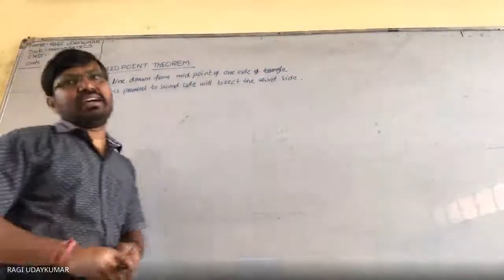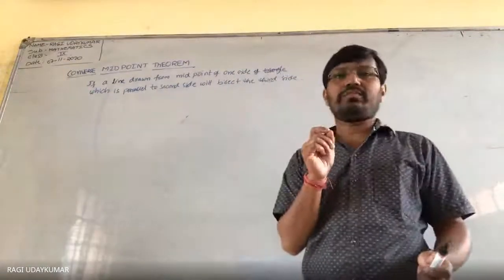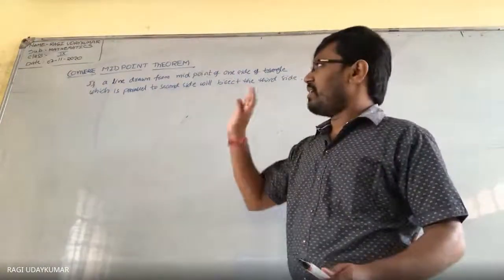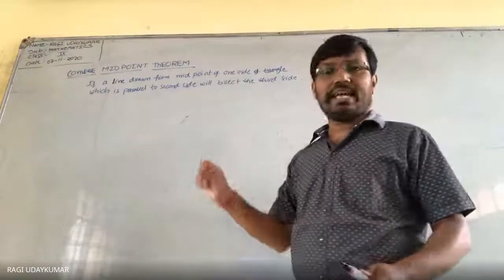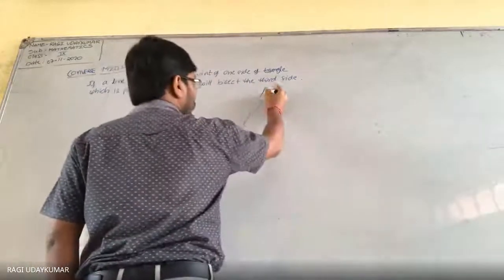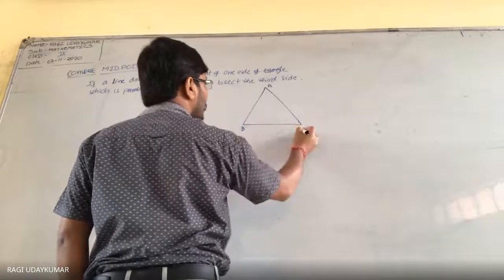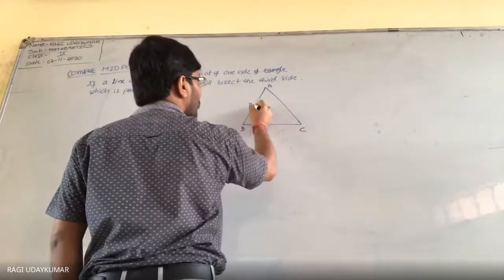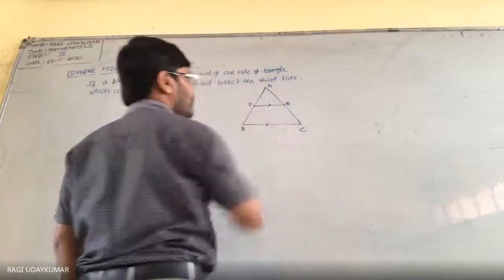See, meaning is same. Little bit इधर हो सकता है, but meaning should be same. Meaning same है ना? If a line drawn from the midpoint of one side of the triangle, एक ट्रायंगल ले लिया है, ये ट्रायंगल में A, B, C, P is the midpoint. इधर से मैंने पैरेलल लाइन ड्रा कर दिया, so it bisect the third side.